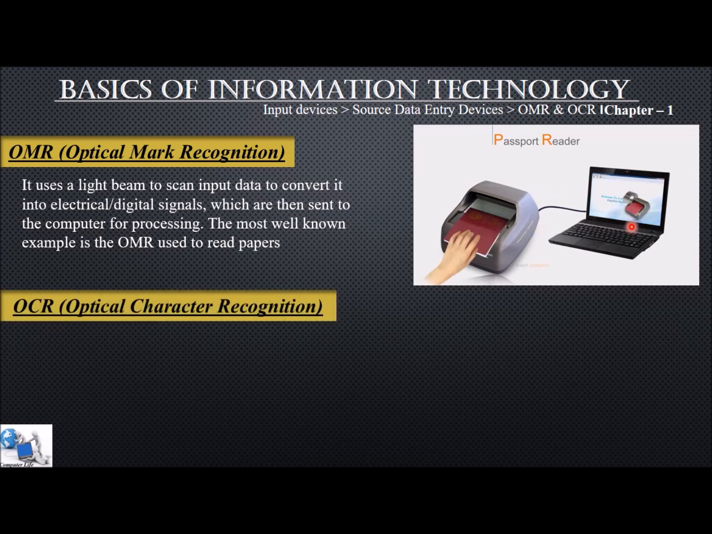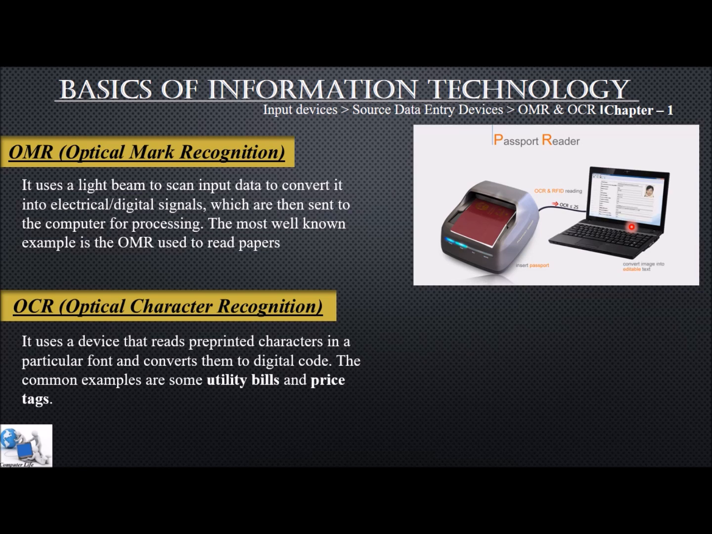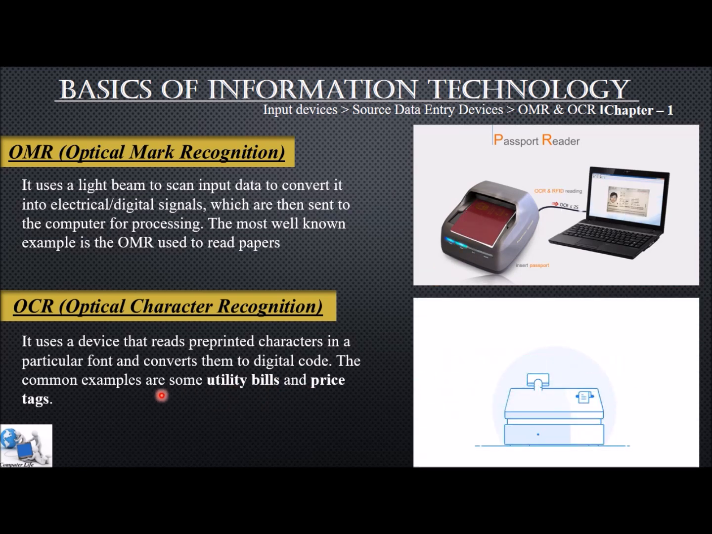The next device is OCR. OCR stands for Optical Character Recognition. This device is used to read pre-printed characters in a particular font and converts them to digital code. Common examples are some utility bills and price tags. In the diagram you can see that a machine, that is an OCR machine, is reading the price tags and converting that information into digital format to get the required information and use it accordingly.